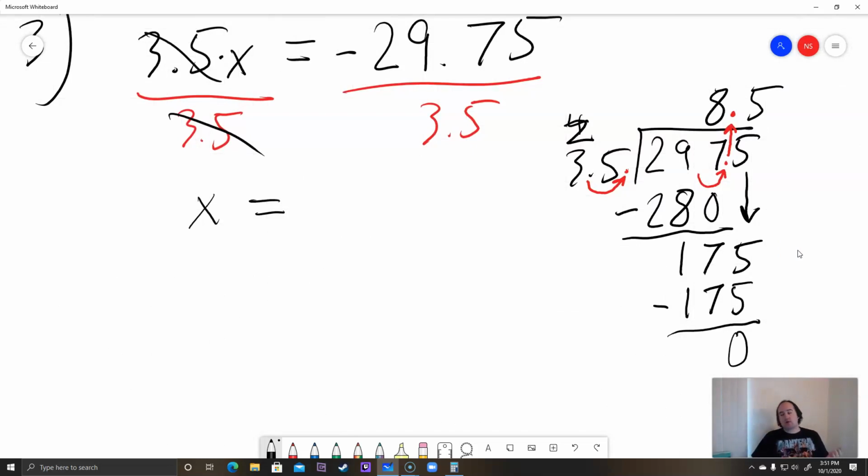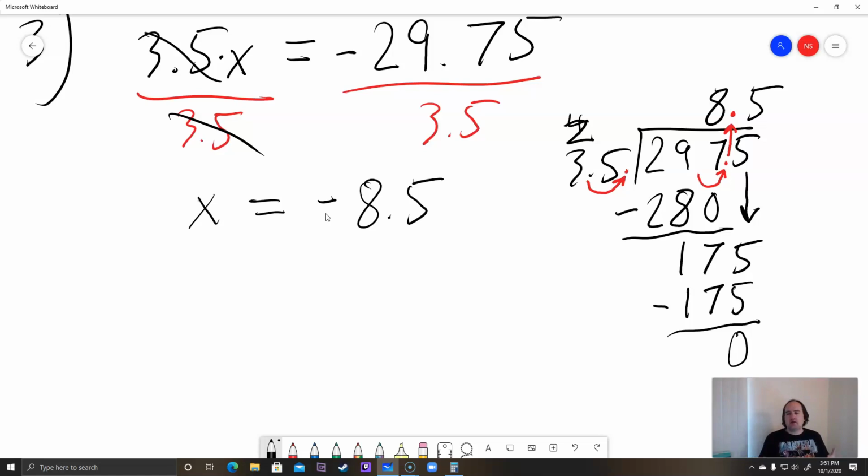But notice this one took a lot more work. But we did get to our answer. Our answer is going to be negative, because there's a minus here, 8.5. Negative 8.5.